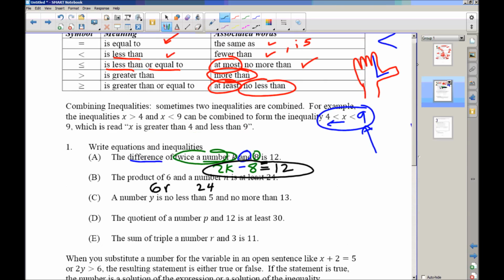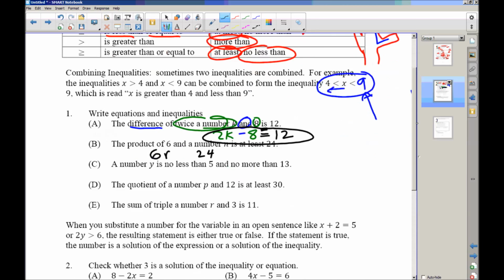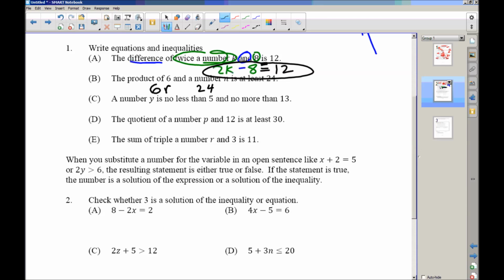So take a big back here. At least is greater than, that means I have that much or more, which is what I said, but I wrote it the wrong way. The 6n is at least 24. Okay. All right, part C.